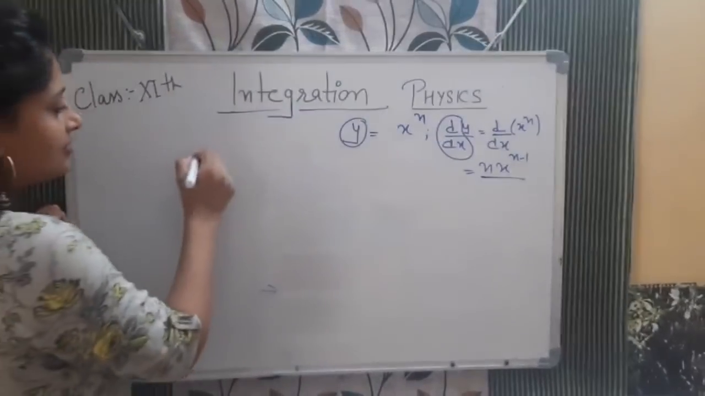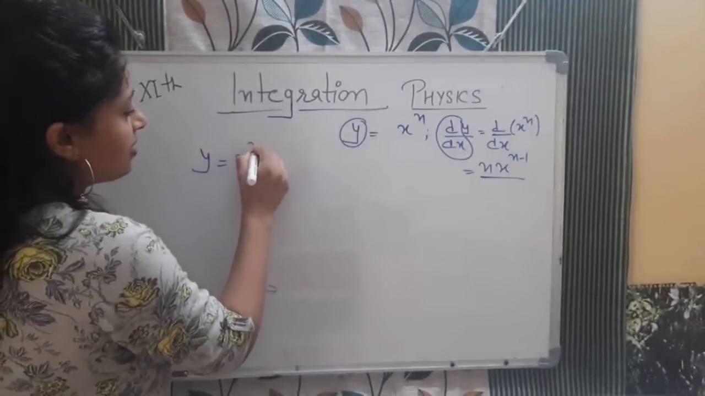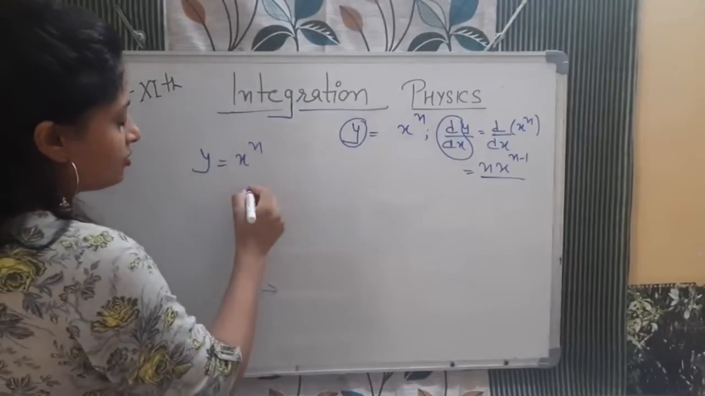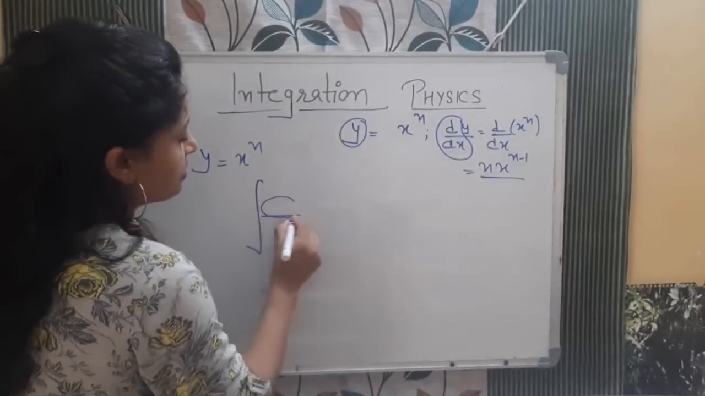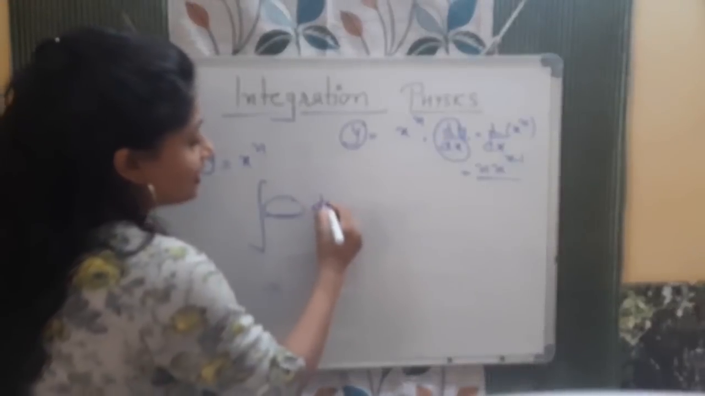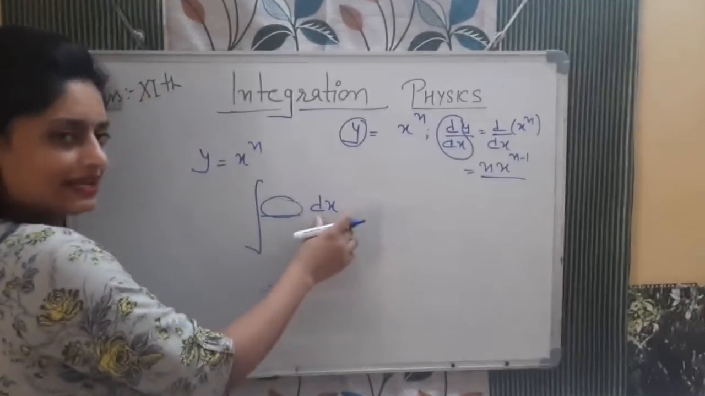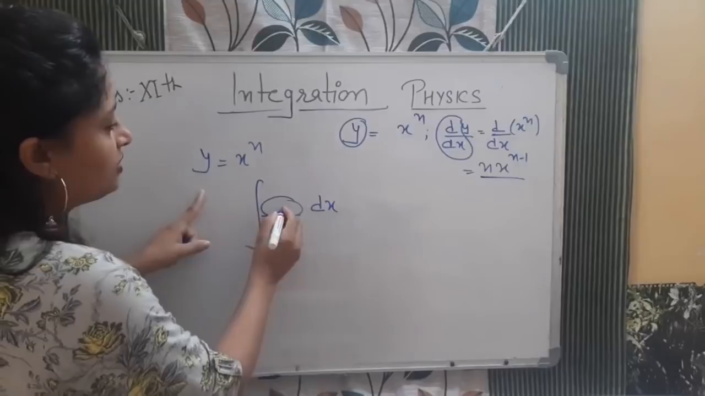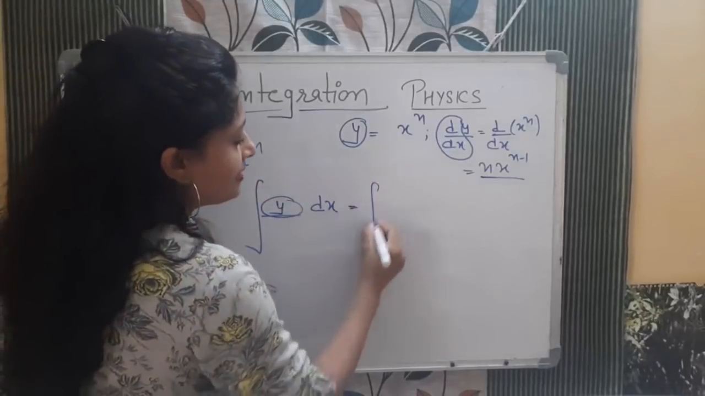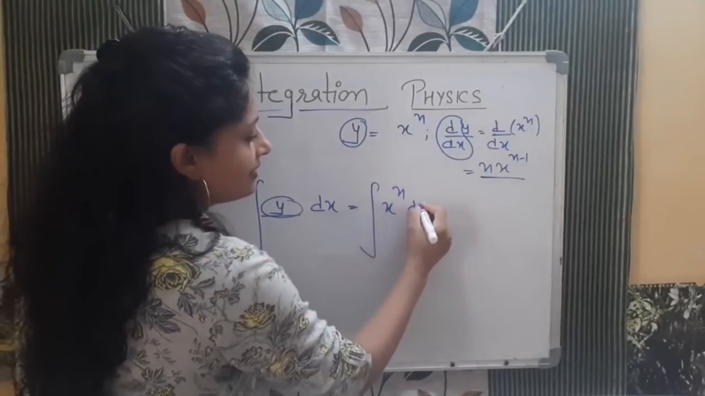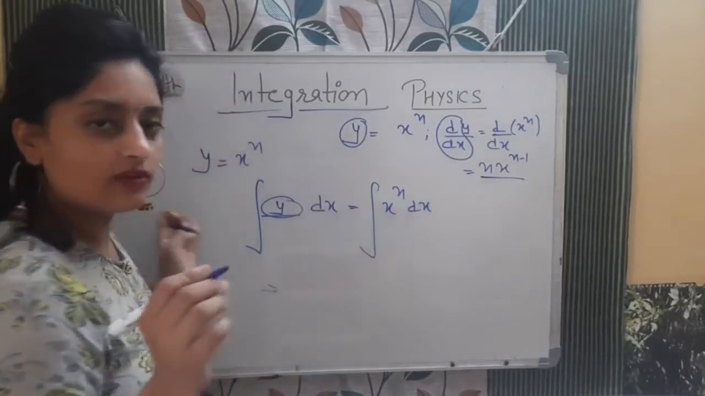Now I am asking you: y is equal to x raised to the power n, and bacha, integrate it. The integration symbol is this, and again there will be a function. Whatever function you want to write comes here, and you are integrating with respect to what? x. Here, what is the value of this function? y. What is the value of x raised to the power n? So you can write it like this: integral of x raised to the power n dx. Now what is the formula for integration?